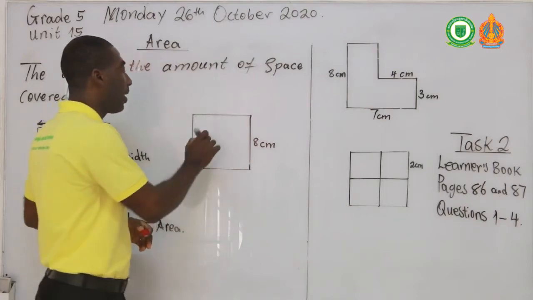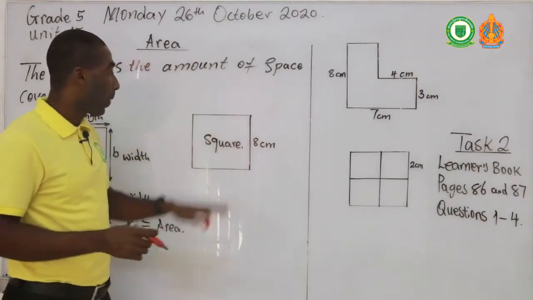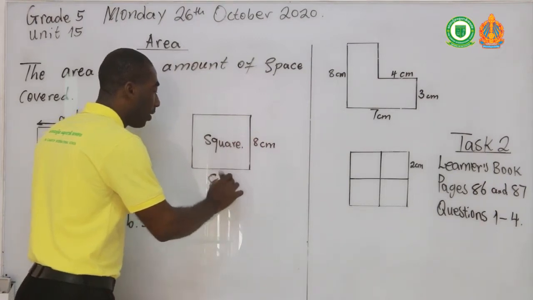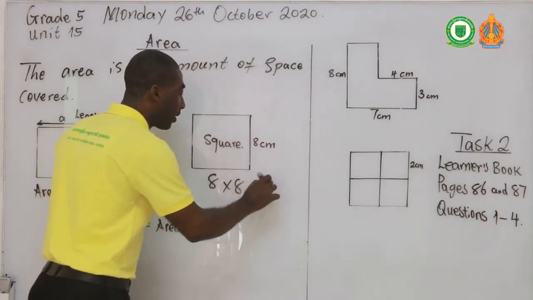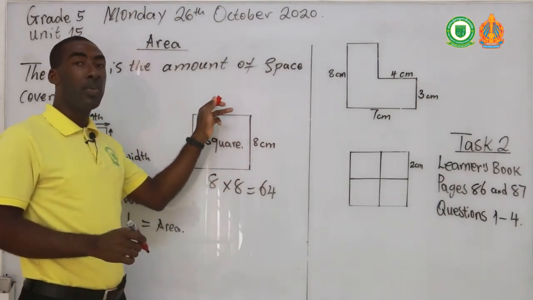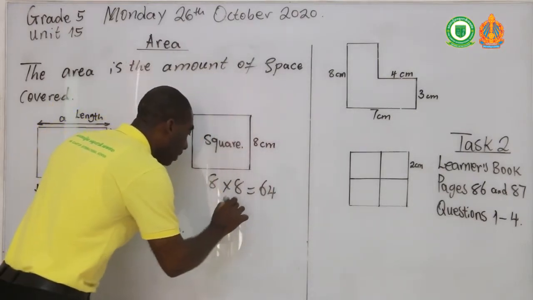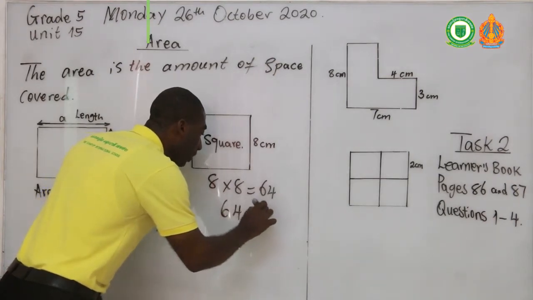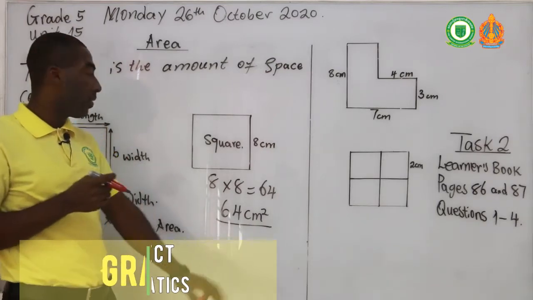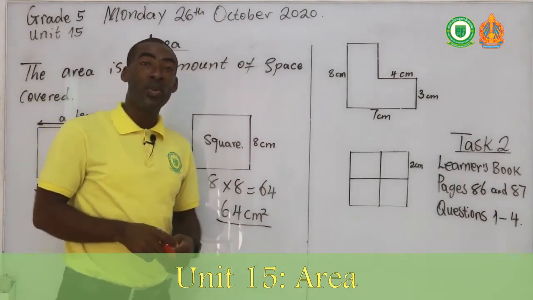So this is a square. Once it is a square, it is going to be 8 times 8, and that will give us 64. Don't forget that the 8 you have here is also coming with centimeters. So 8 centimeters times 8 centimeters is going to give us 64 centimeters square. That is going to be your final answer, 64 centimeters square. Don't forget your square, because that means you are dealing with an area.